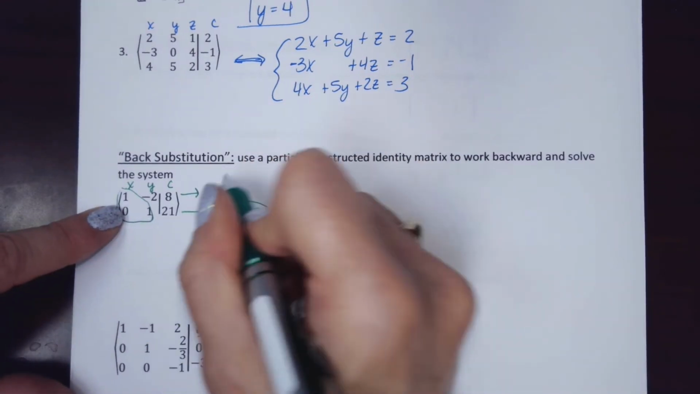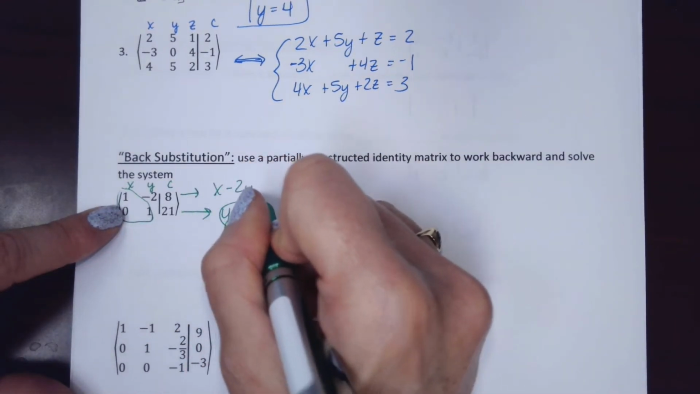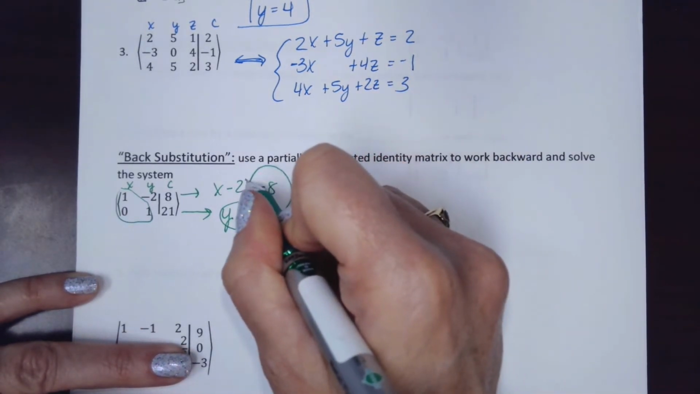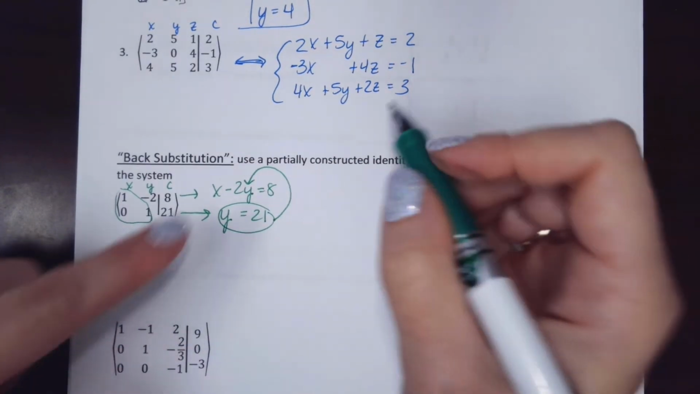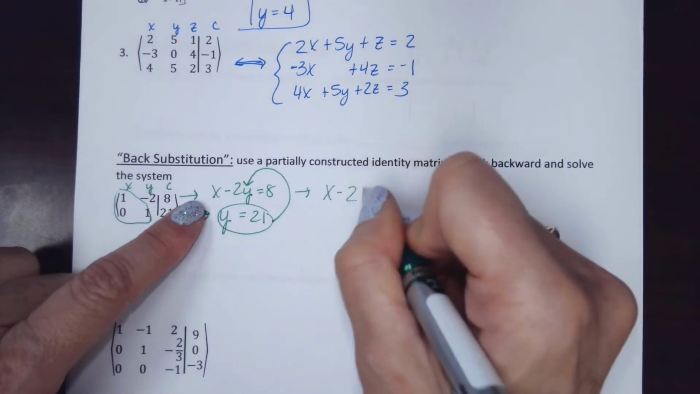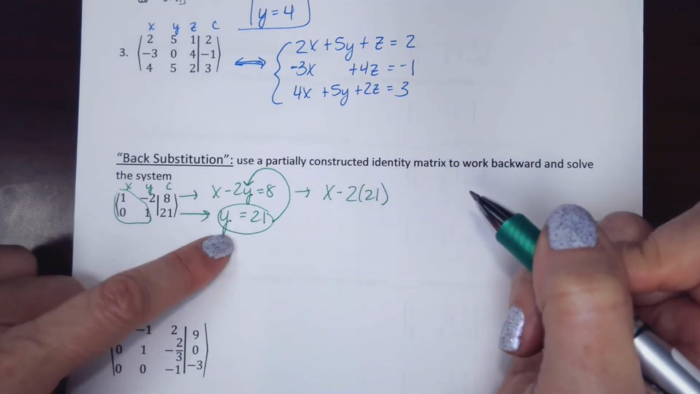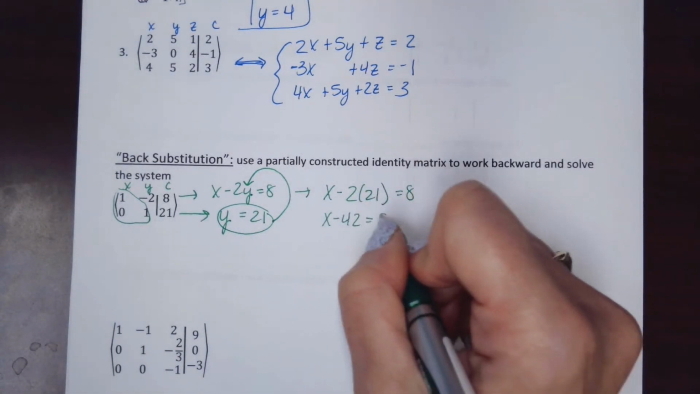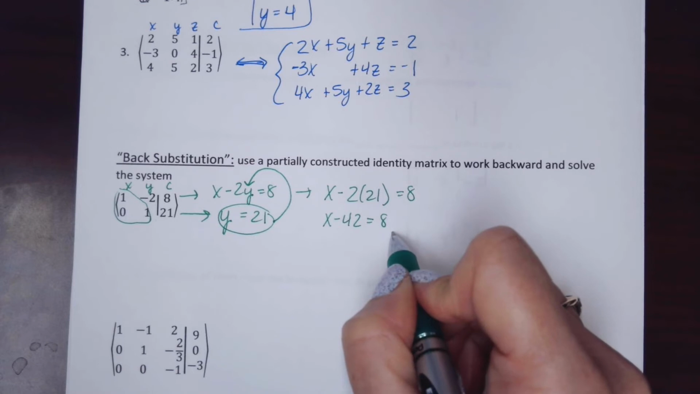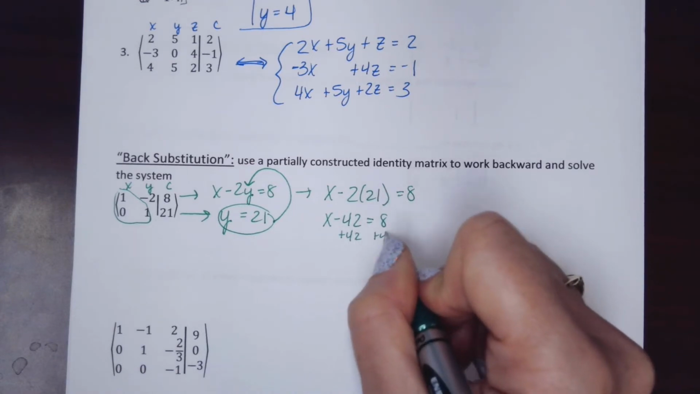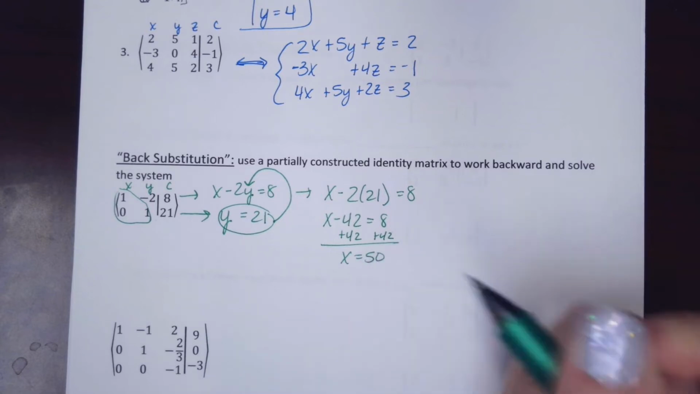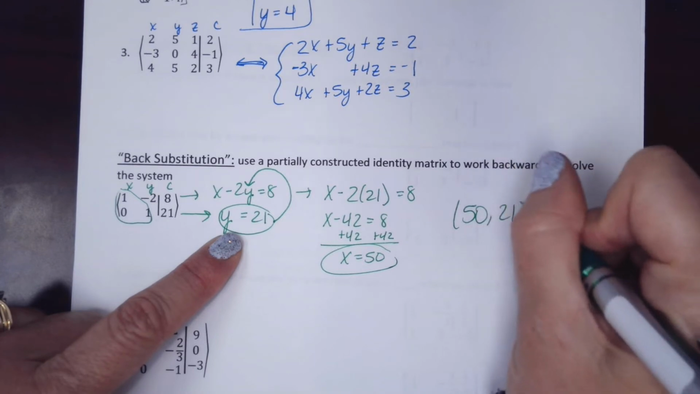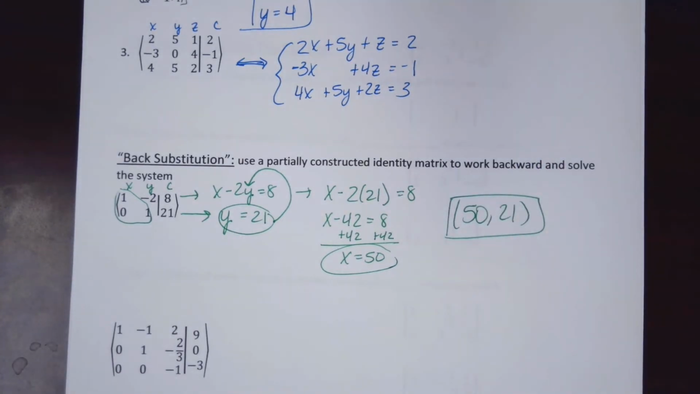My first row tells me x minus 2y equals 8. So I can take my value for y and go back up and substitute it in to solve for x. That means that x minus 2 times 21, because that's my value for y, is equal to 8. Which means when I add that 42 over to move it over and finish solving, I figure out that x would be 50. And I don't just leave those variables hanging out there, I write them as an ordered pair, an xy ordered pair to represent my solution.